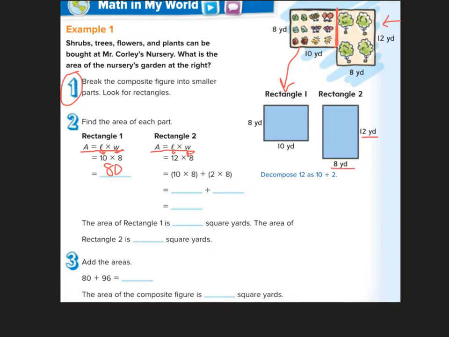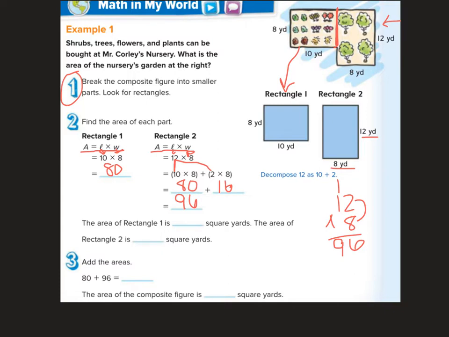To do 12 times 8, they're saying, hey, let's break 12 into 10 and 2. So I can take 8 times 10 and then add it to 8 times 2, which is 16, to get 96. So they're asking us to decompose that if you want to, or you could do 12 times 8. 8 times 2 is 16. 8 times 1 is 8, plus 1 more is 9. We'd get 96, or you can decompose. Either way works for me.